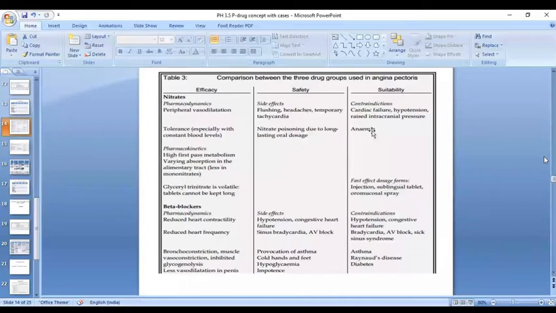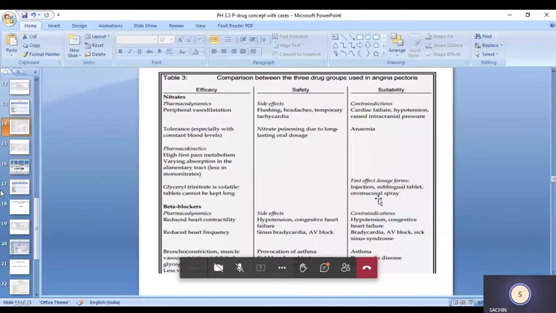Now, very briefly about the pharmacokinetics, we know that they have high first pass metabolism. So their absorption, especially if you're giving orally, would be unpredictable. But the advantage is that they are available in different forms: as injections, sublingual tablets, and the oromucosal spray. So we have other options apart from the oral, because orally we cannot give it, as the metabolism is unpredictable, so it might not be that efficacious.